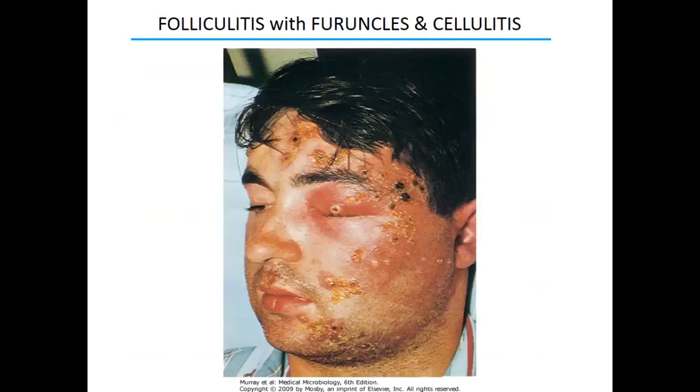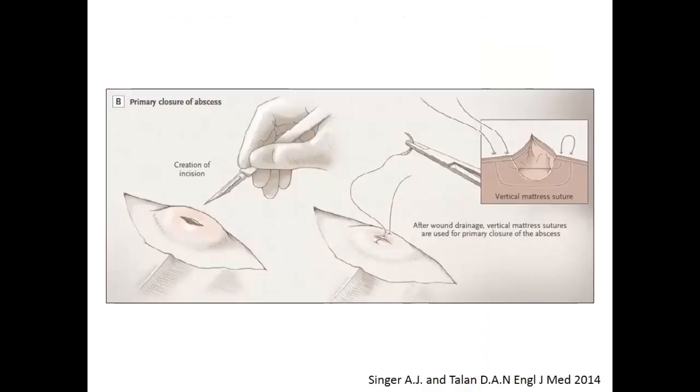And here you see generalized extension, you have crusting, which probably started as a folliculitis, extending with the carbuncle, and also cellulitis. So you have an extension now into the dermis. And the important thing is that you have an abscess, measured usually more than 3 centimeters, that needs I&D.